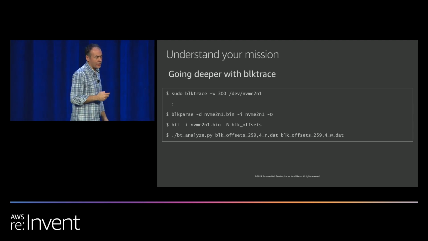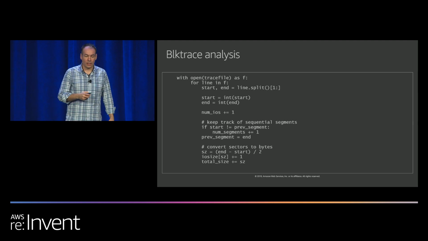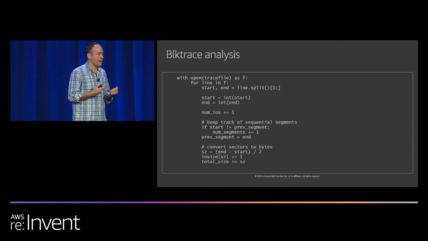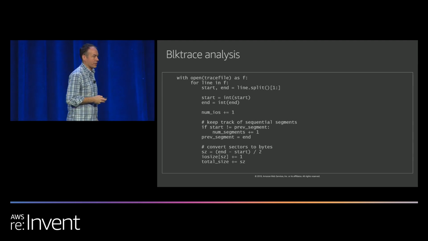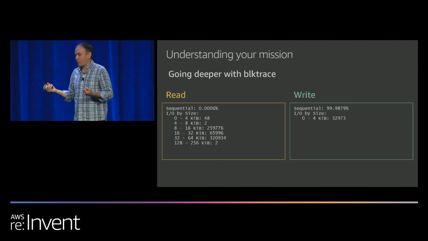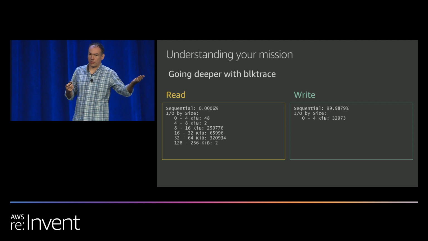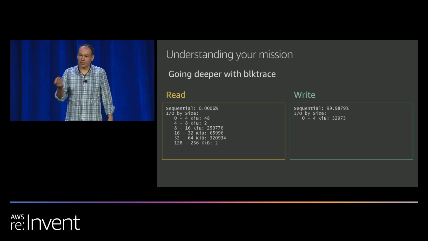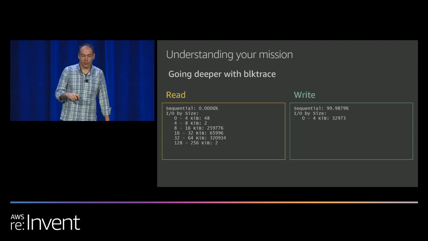I wrote a quick little Python script to take that file and analyze and figure out sequentiality of my workload, and also bin I/O sizes. So I kind of had an idea of what my application was doing. And so I run that on my application, and it shows that my reads were pretty random, just a tiny bit sequential, but a mix of I/O sizes, which is kind of interesting. So I've got 8K, 32K, and 64K I/Os. And then the writes were mostly sequential 4K.